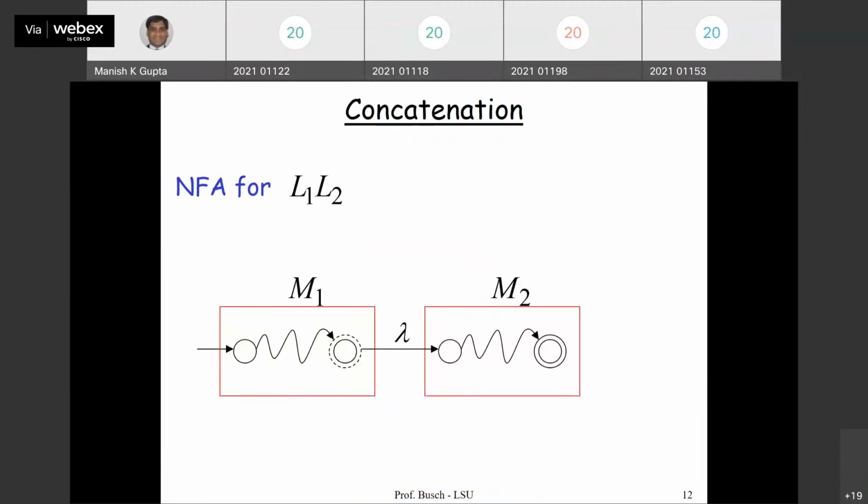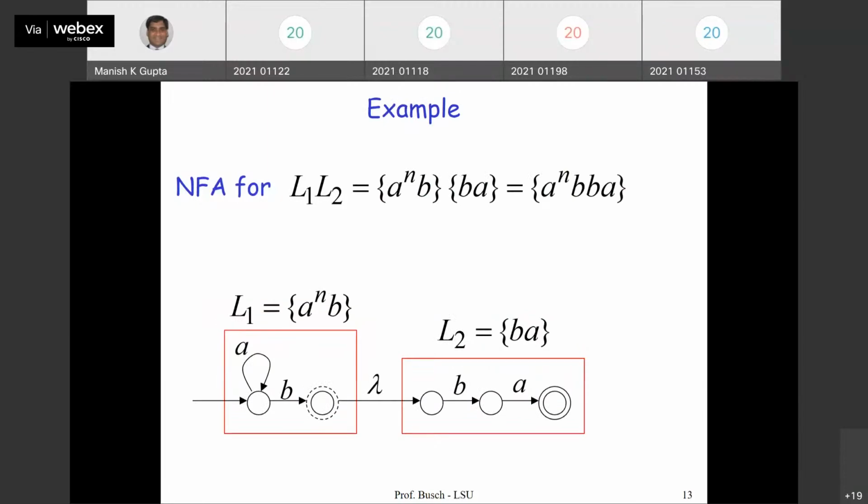Concatenation, what do we do? Take the accepting state of the first machine, treat it as a general state, and put a lambda transition to the start state of the other one. Now we have this start state and this final state. The combination is the concatenation, L1 L2. Similarly, this is an example which you can see. I'm just skipping all that.